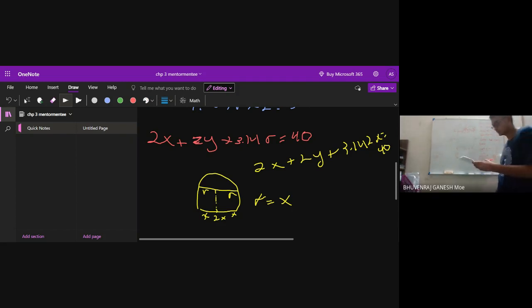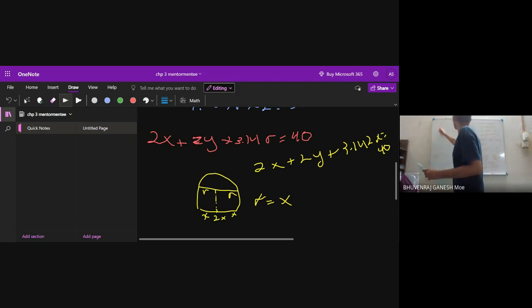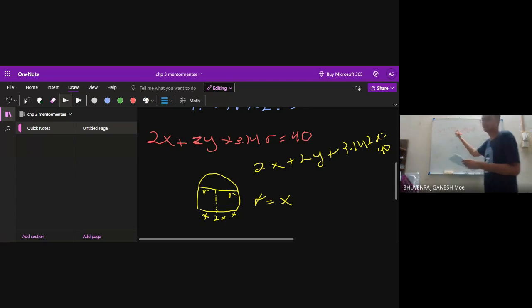So this is how you will get your perimeter. So 2x plus y plus 22 over 7x plus y equals 40. So this is your first equation. This is how you get it, because they're using the 40 cm wire to bend this whole shape, the whole round like this. This is the perimeter. And then your second equation is from the area.